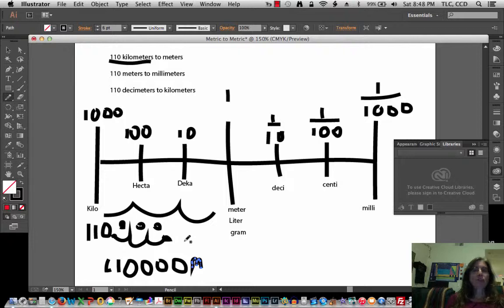So this is how you're moving the decimal, or this is essentially what you're doing. You have to sort of know how far apart things are, and that's how you move the decimal. Well, let's erase this mess here.